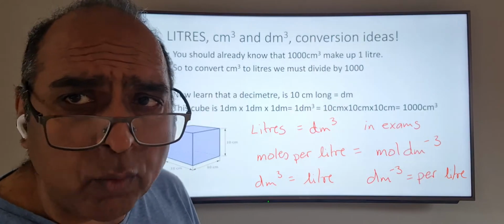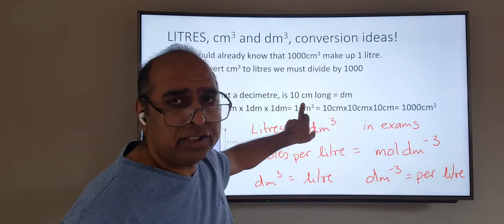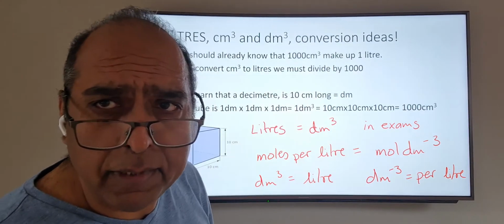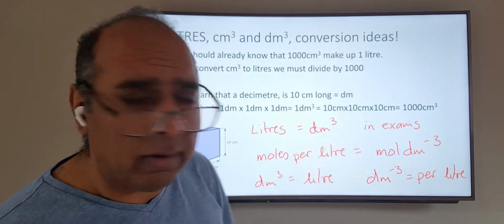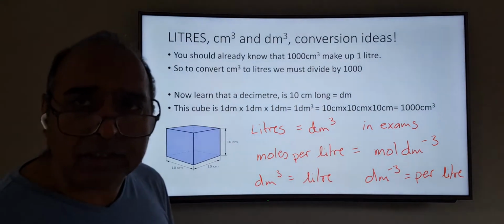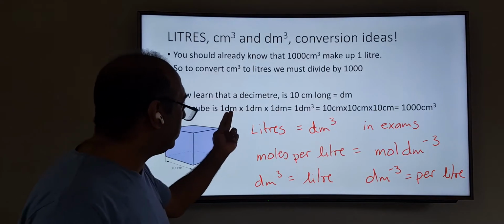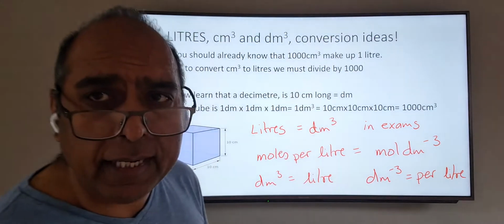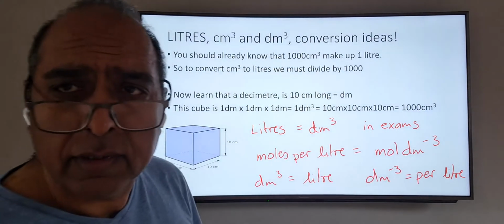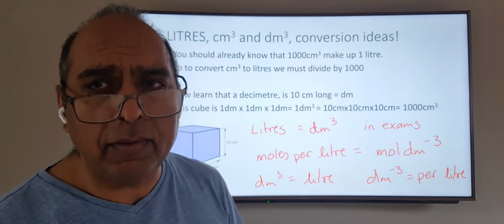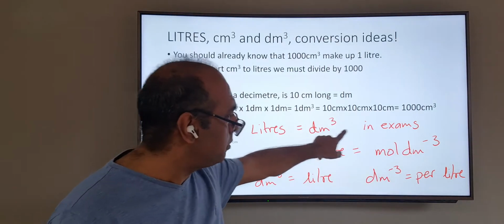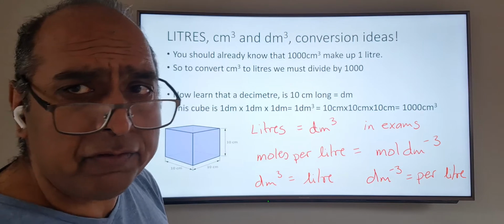1 decimetre, 1 dm, is 10 centimetres long. So 1 dm being 10 centimetres long, a decimetre is a tenth of a metre. A cube of 10 by 10 by 10 centimetres is 1 decimetre by 1 decimetre by 1 decimetre, so 1 decimetre cubed in volume. 1 decimetre cubed is 10 times 10 times 10, 1,000 centimetres cubed. 1,000 centimetres cubed is 1 litre. And there we have it. Litres is the same as writing decimetre cubed in exams. Do not let them confuse you.